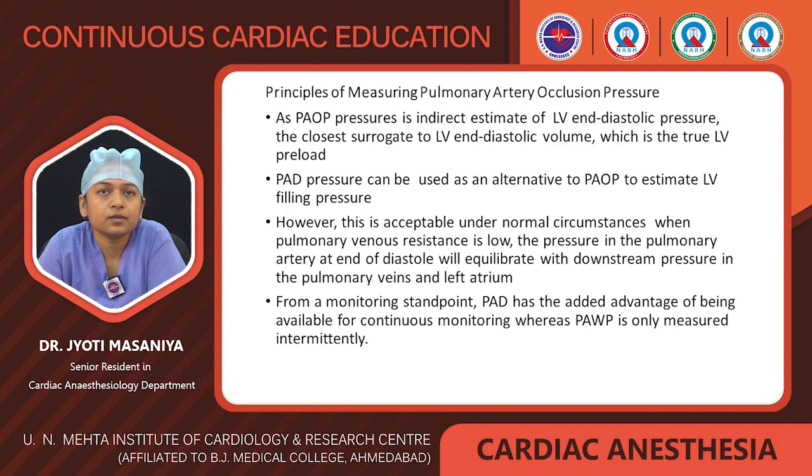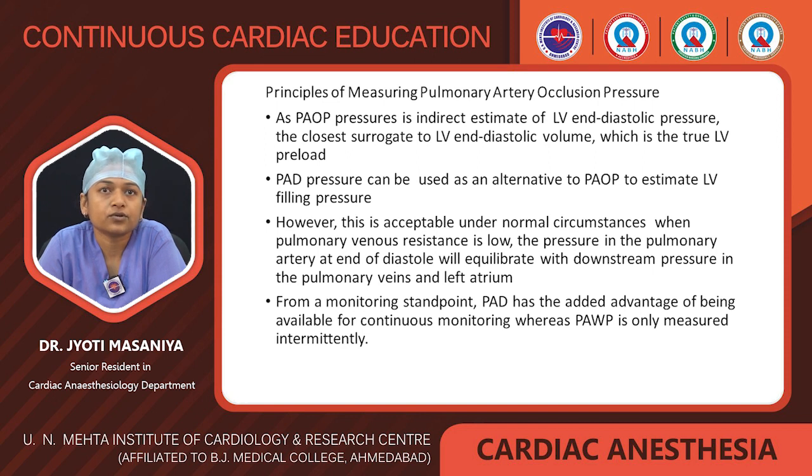Now come to the principles of measuring pulmonary artery occlusion pressure. Why do we want to measure the pulmonary artery occlusion pressure? The idea behind measuring it is that it is an indirect estimate of LV end-diastolic pressure, the closest surrogate to LV end-diastolic volume, which is the true LV preload.